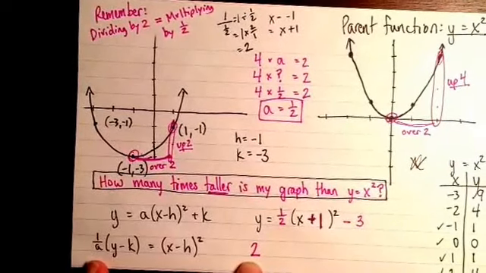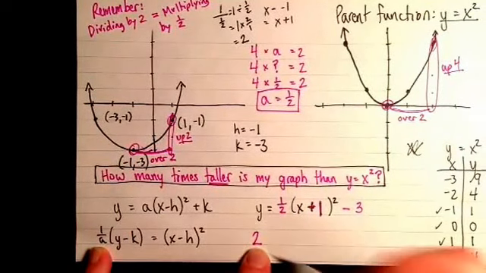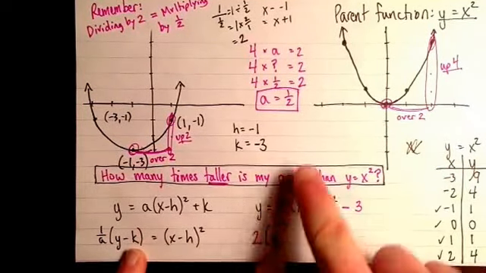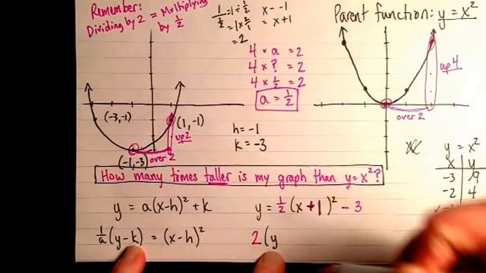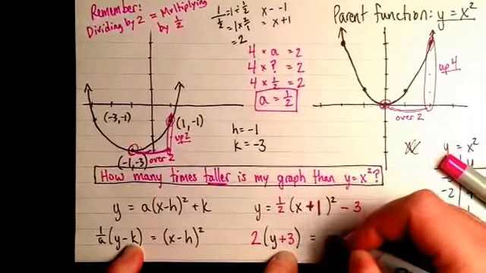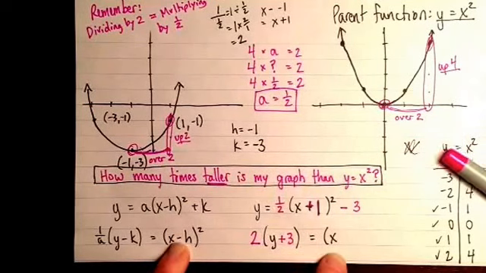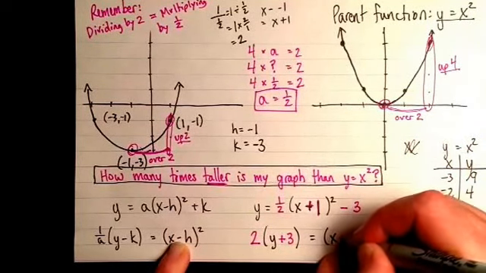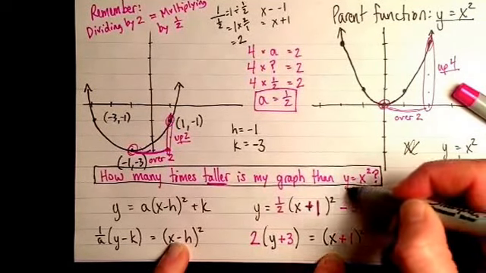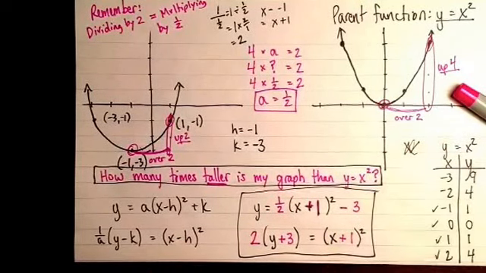So in transformational form where it says 1 over a, that means our number in our equation is going to kind of look upside down. We've got times y, and then we're doing subtract k. So it's minus 3, so it'll be plus 3 equals x minus h squared. That's the same thing as we had up here. It's minus 1, so it's plus 1 squared. Okay. So there's the equation in standard form and transformational form.